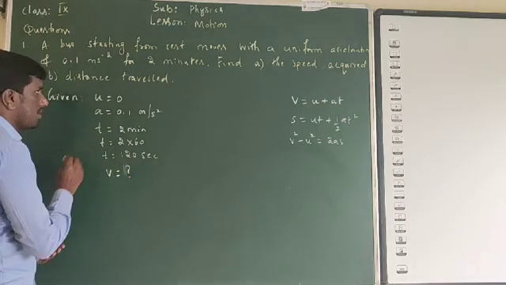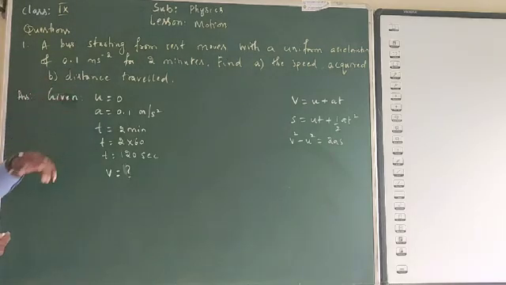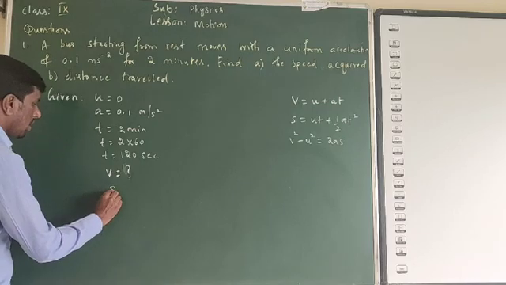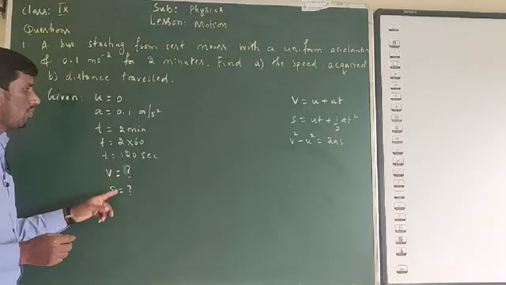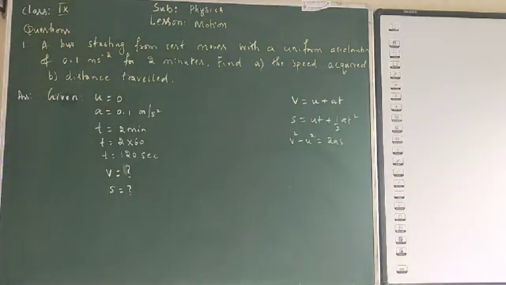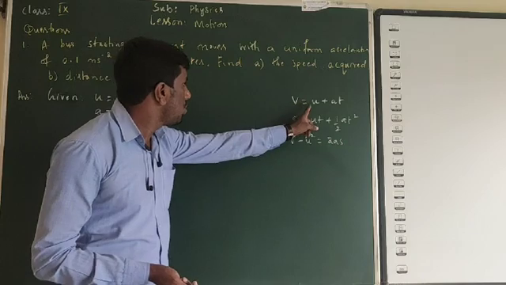What will be the final velocity? Then distance traveled: how much distance is traveled? That will be S, the question mark. These two we have to find out by using these equations. Okay, so we know the relation V is equal to U plus At.